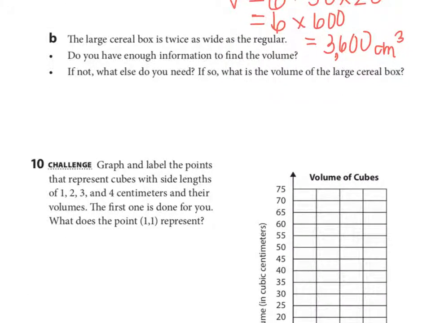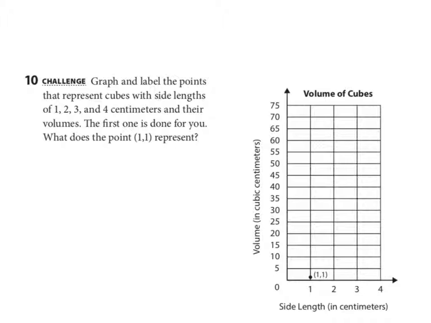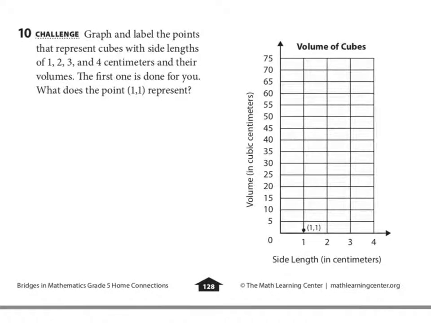Moving on now to number 10, the challenge one. Graph and label the points that represent cubes with side lengths of 1, 2, 3, and 4 centimeters and their volumes. The first one is done for you. What does the point 1, 1 represent? The point 1, 1 represents a cubic centimeter. Each dimension is 1 centimeter, and the volume is 1 centimeter cubed. That's why I have 1 as the side length. Each side is 1, and the volume is 1.